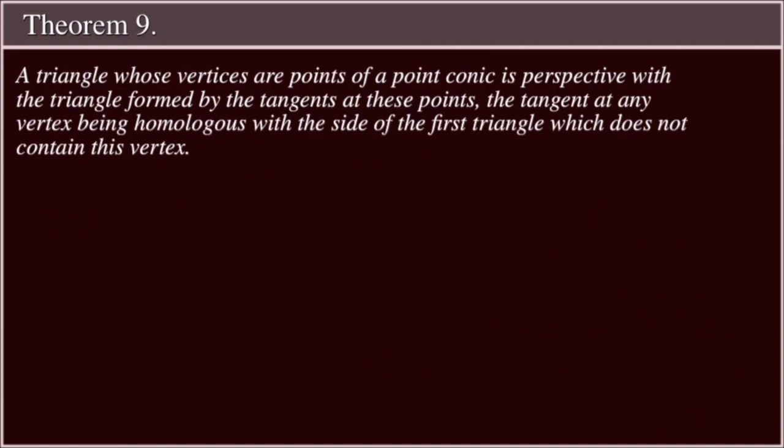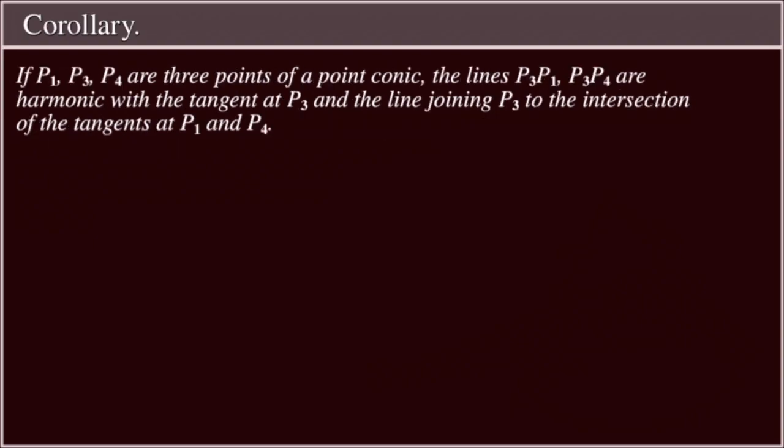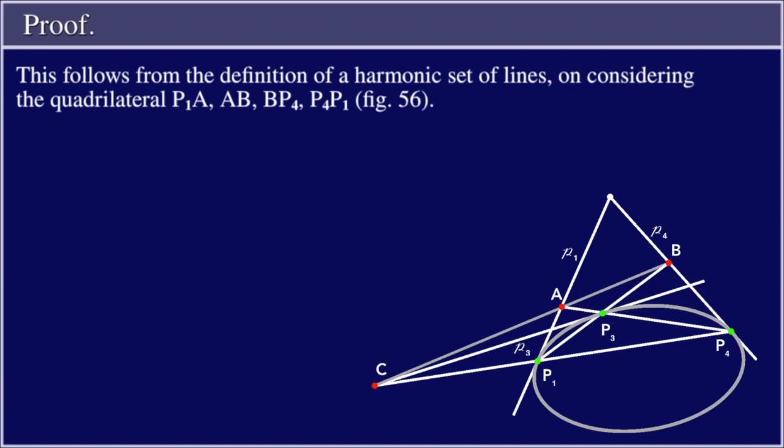Theorem 9. A triangle whose vertices are points of a point conic is perspective with the triangle formed by the tangents at these points, the tangent at any vertex being homologous with the side of the first triangle which does not contain this vertex. Corollary: if P1, P3, P4 are 3 points of a point conic, the lines P3, P1, P3, P4 are harmonic with the tangent at P3, and the line joining P3 to the intersection of the tangents at P1 and P4. Proof. This follows from the definition of a harmonic set of lines on considering the quadrilateral P1A, AB, BP4, P4, P1.